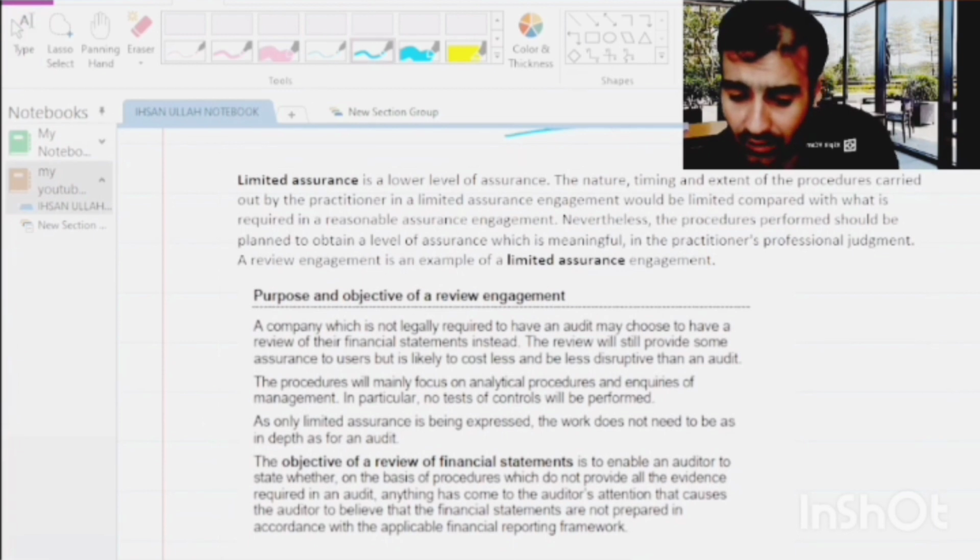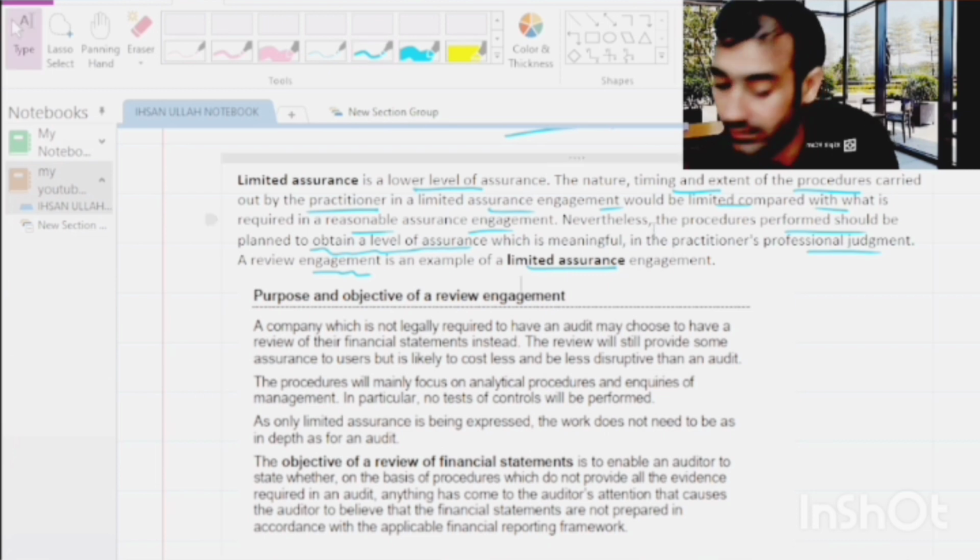Limited assurance, we have discussed this in great detail. There's a lower level of assurance. The nature, timing, and extent of the procedures carried out by the practitioner are limited compared to those of the audit and reasonable assurance. The procedures should be planned to obtain a level of assurance which is meaningful in the practitioner's professional judgment. A review engagement is an example of limited assurance.